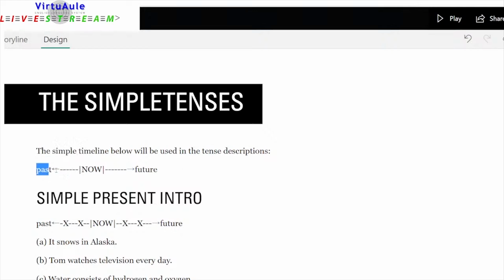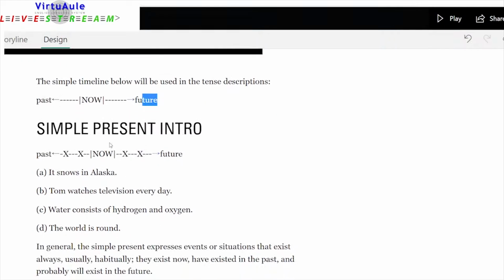Okay, so we have the past, then I have time here, and now. Now is the moment that I'm speaking. And then we have some more time to indicate the future. So we're just going to quickly look at the intro of some of these.